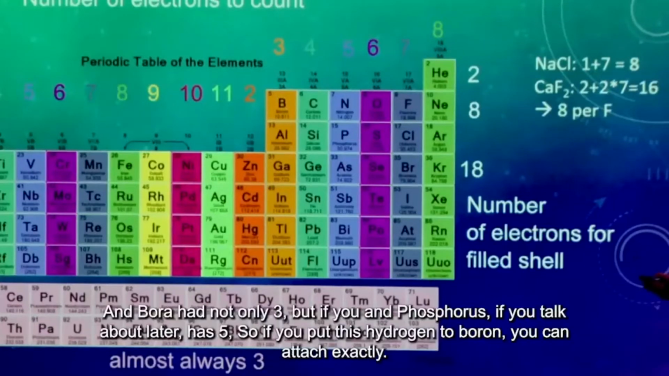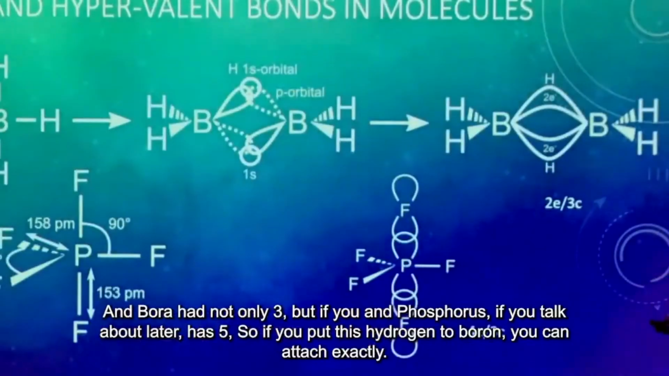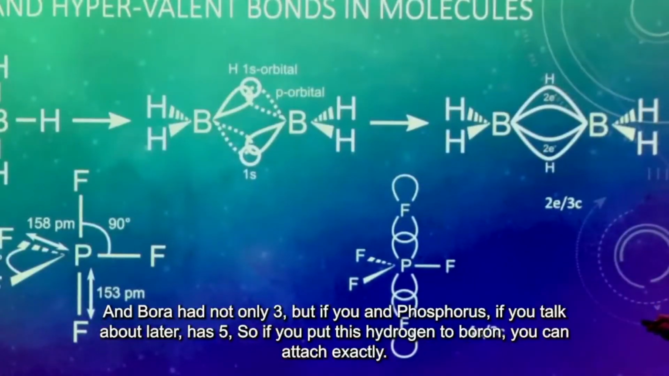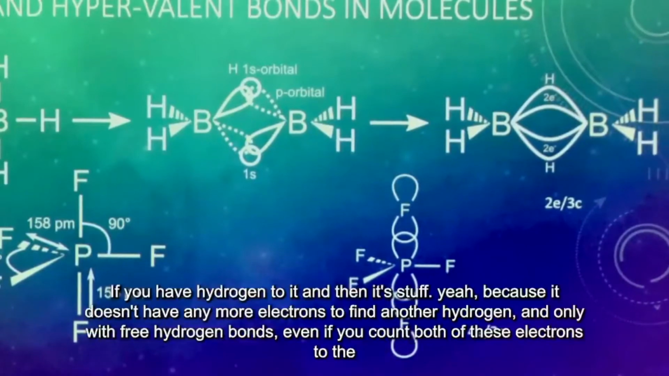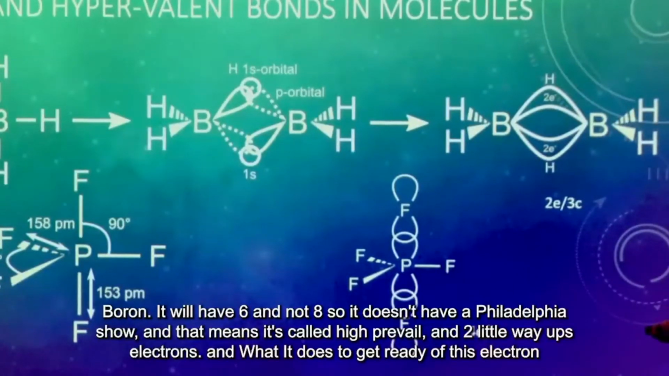And phosphorus, that we talk about later, has 5. So if you give hydrogen to boron, you can attach exactly 3 hydrogens to it, and then it's done, because it doesn't have any more electrons to bind another hydrogen. But with only 3 hydrogens bound, even if you count both of these electrons to the boron, it will have 6 and not 8. So it doesn't have a filled valence shell. And that means it's called hypovalent, too few valence electrons.